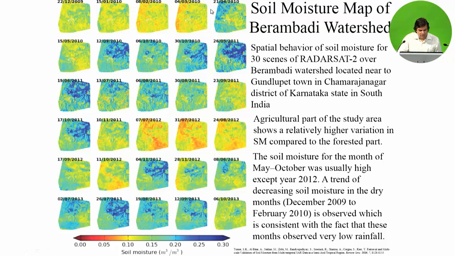In all the 30 scenes we can easily find the spatial change and spatial behavior of soil moisture over the Berambadi watershed, located near Gundlupet town in the district of Karnataka state in South India. The agriculture part of the study area shows a relatively higher variation in soil moisture compared to the forested part. The soil moisture for the months of May to October was usually high except in year 2012. A trend of decreasing soil moisture in the dry months December 2009 to February 2010 is observed, which is consistent with the fact that these months observed very low rainfall.